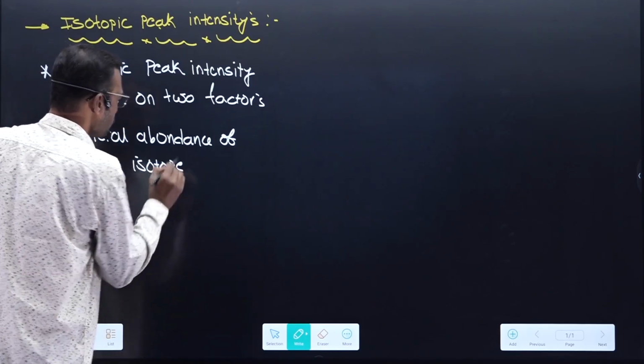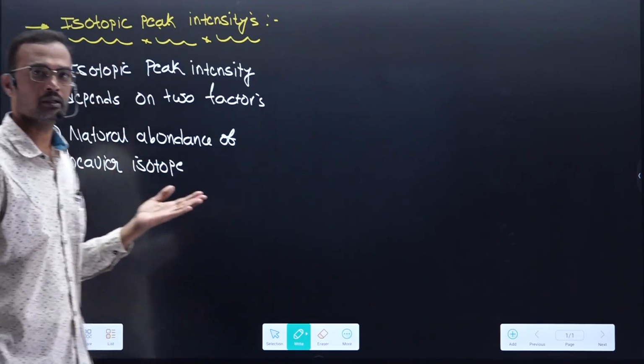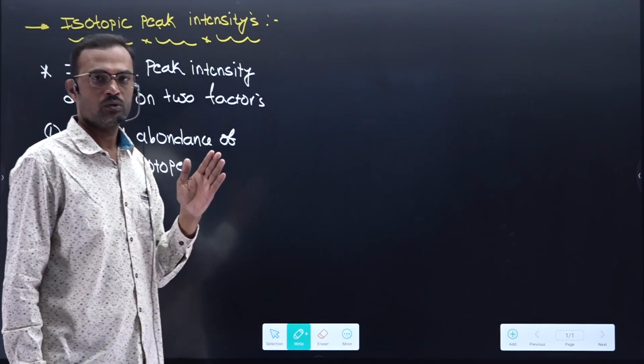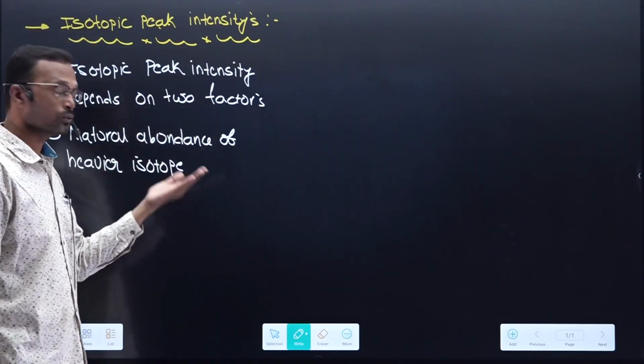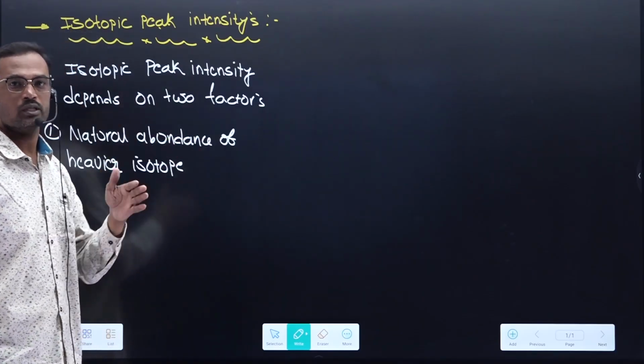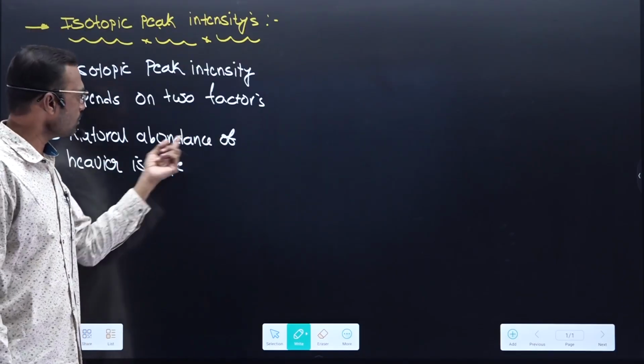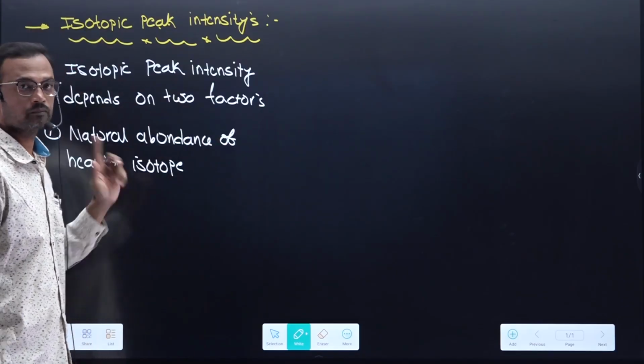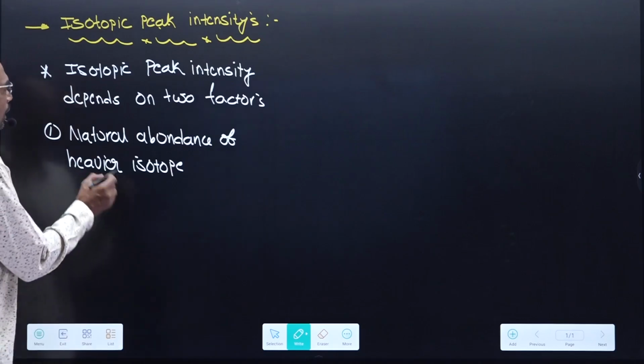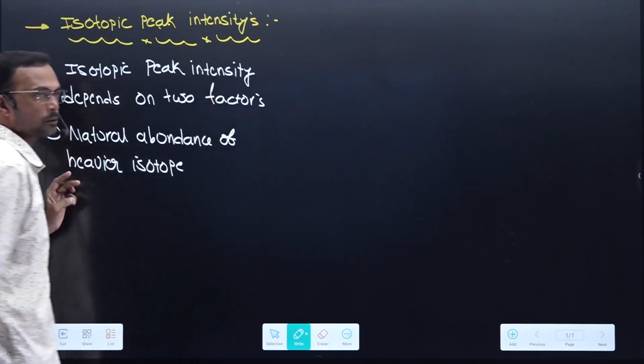So for a heavier isotope, what is the natural abundance? Suppose I take C13, 1.11, and if you go through hydrogen, 0.016, like that. So what is the natural abundance of the heavier isotope that should be taken? Heavier isotope, not lighter isotope, because the lighter isotope is always taken as 100%.